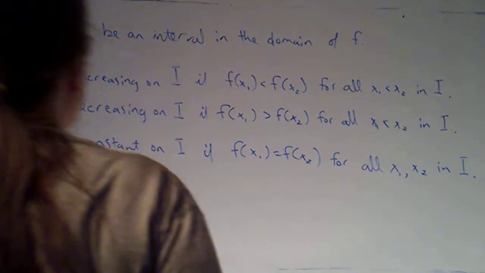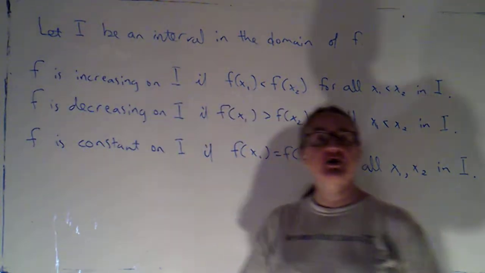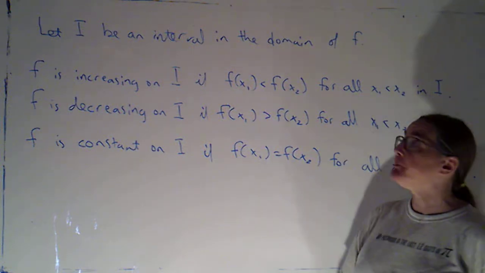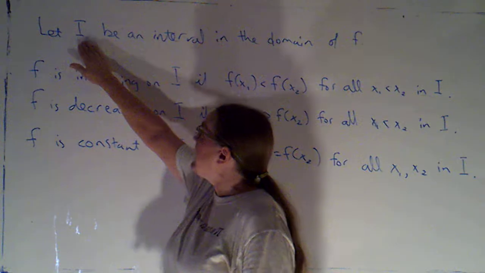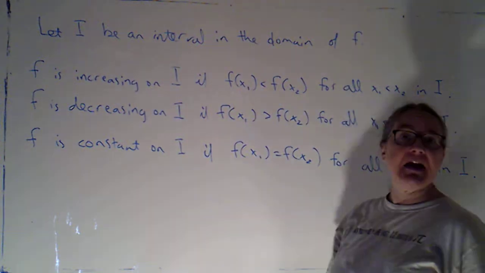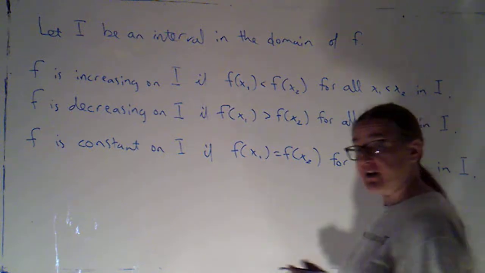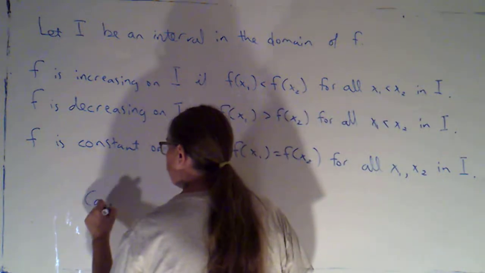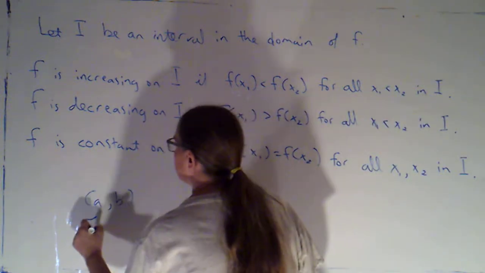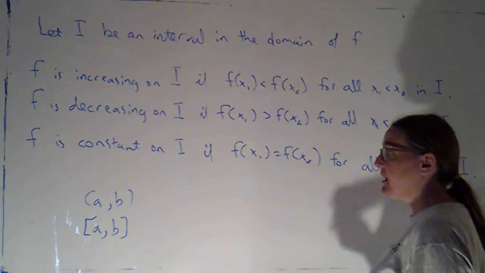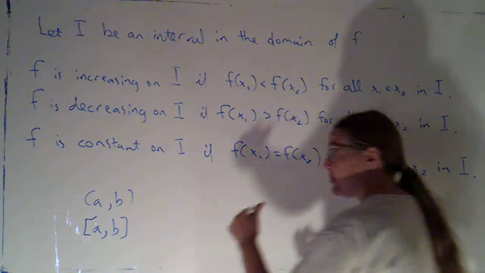I've written up here the formal definitions for a function to be increasing, decreasing, or constant on an interval. So first of all, we're going to let I be an interval that's in the domain of f. Now, just saying it's an interval, it could be an open interval that did not include its endpoints. It could be a closed interval that did include its endpoints, or it could be half open, half closed.